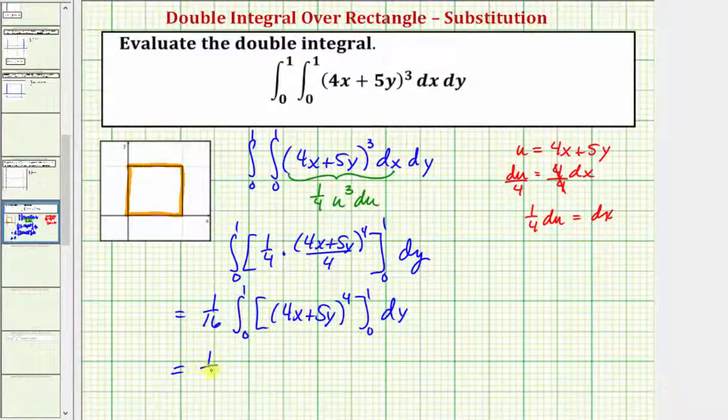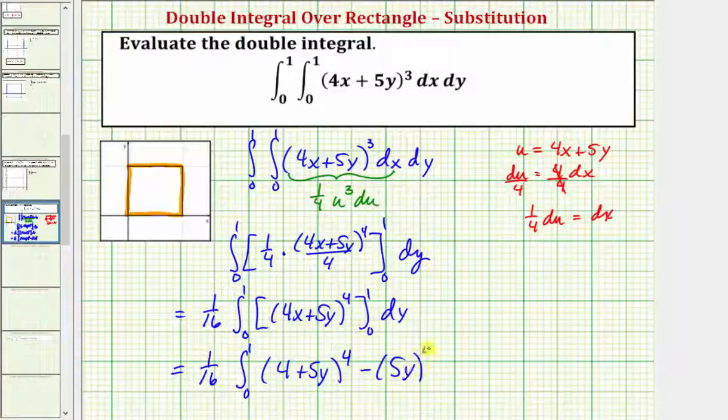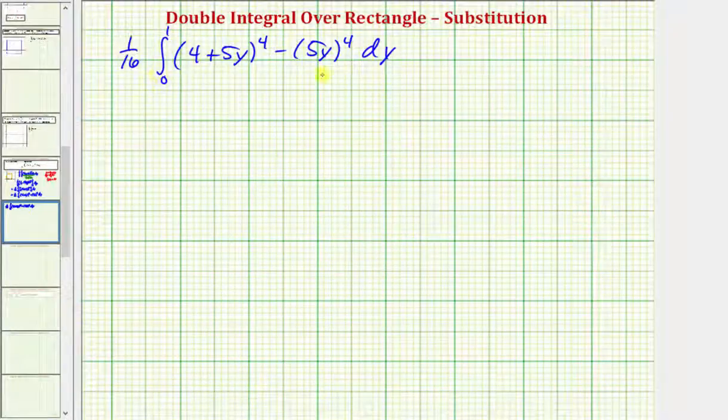So we'd have 1/16 times the integral from 0 to 1 of, when x is 1, the quantity 4 plus 5y raised to the fourth, minus, when x is 0, notice how we just have 5y to the fourth. Let's continue on the next slide. Let's write this as two separate integrals.